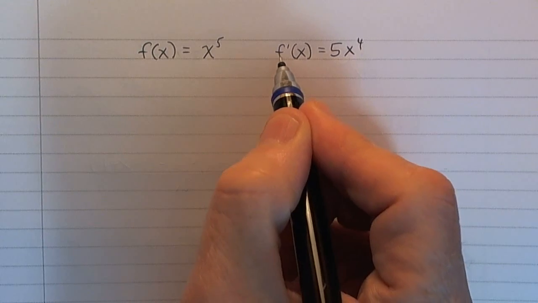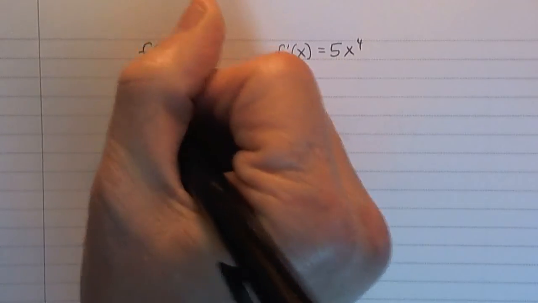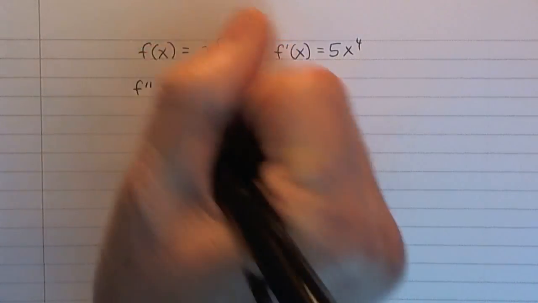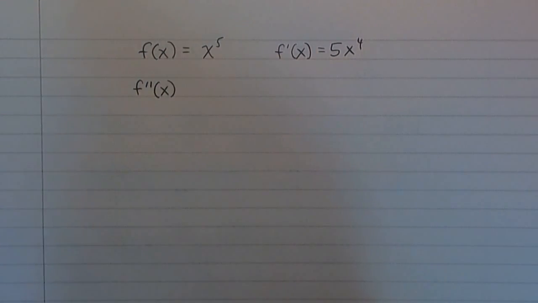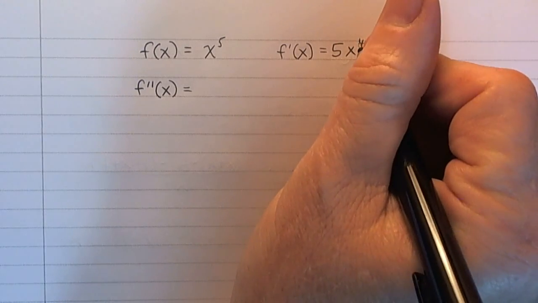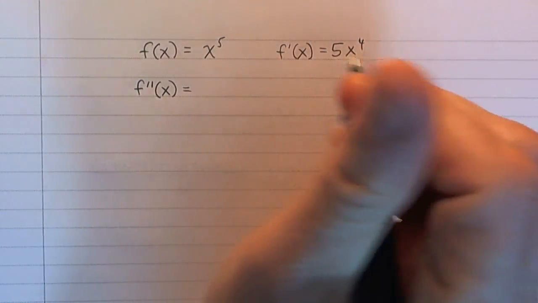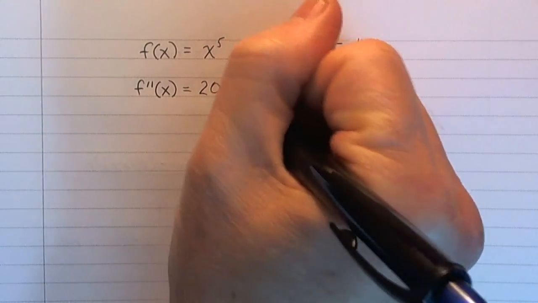But what is the derivative of f prime of x? In other words, what is the derivative of this? Well, that would be called the second derivative. In other words, I just differentiate again. So in this case, I just use the power rule over. 4 times 5, that's 20, x to the third.